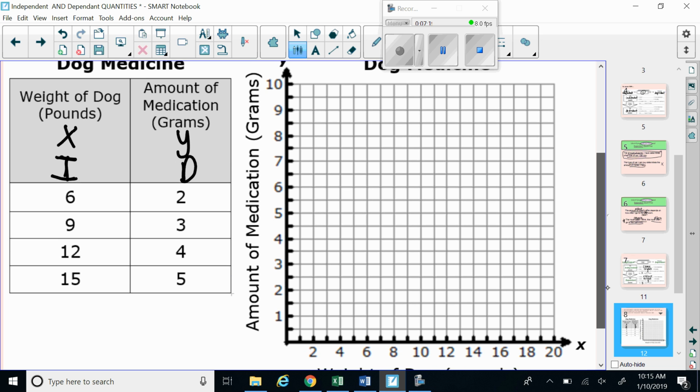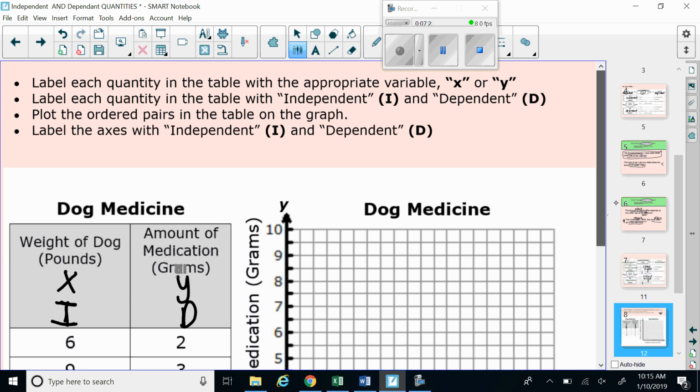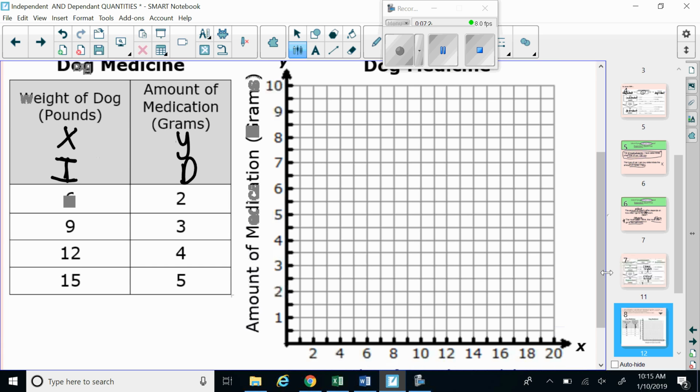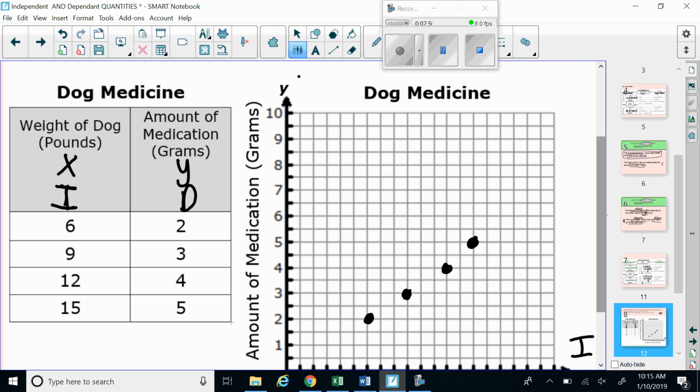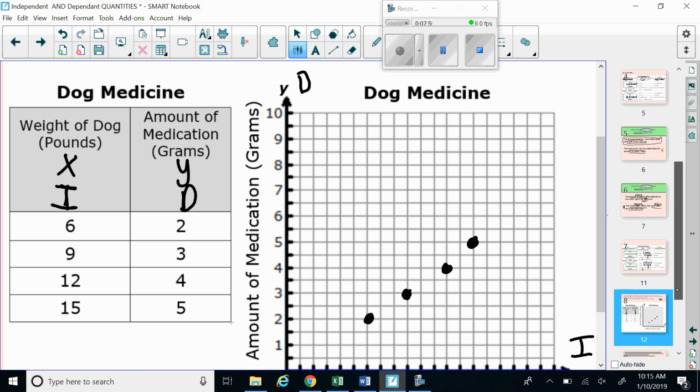So then what you can look at is I can then make a graph, okay? I can plot the ordered pairs on my graph. And remember, it says if my dog weighs 6 pounds, then he gets 2 grams of medicine. If my dog weighs 9 pounds, he gets 3 grams of medicine. If my dog weighs 12 pounds, he gets 4 grams of medicine. And a 15-pound dog gets 5. Okay? The last thing it says is to label the axis. Well, because I know that X is independent, that means that Y is going to be dependent. Okay?